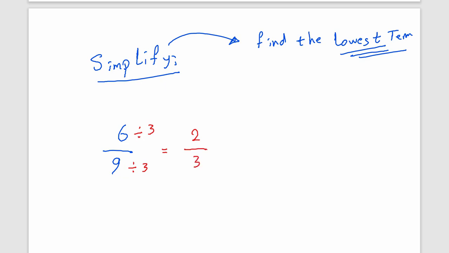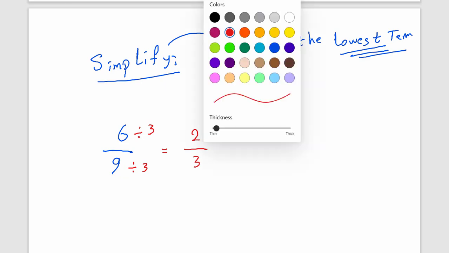So the simplest form or the lowest term is an equivalent fraction using other numbers that are easier for us to use, to think of, or to understand. We can understand 2/3 better than 6/9, and we can use it better and easier. So this is the way to get the simplest form or the lowest term for any fraction. Okay, another one.